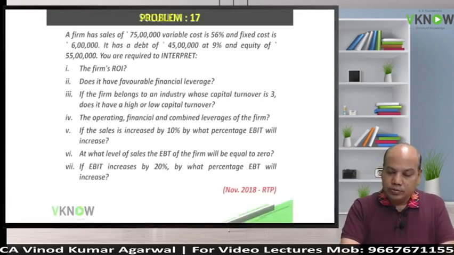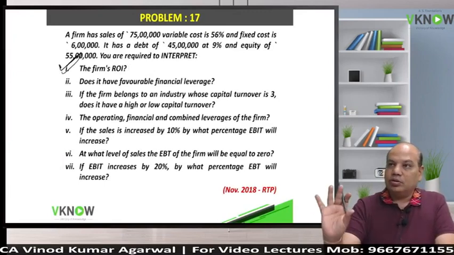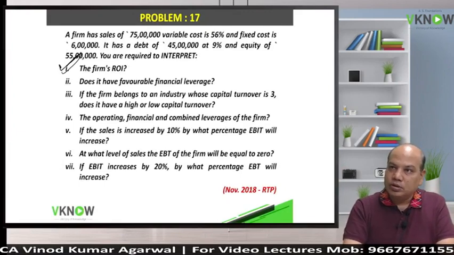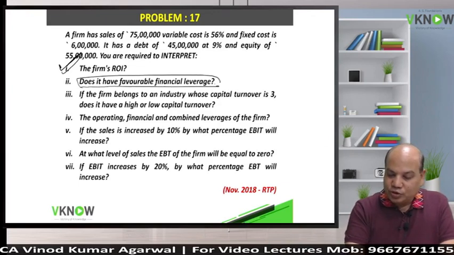Okay, no problem. We are not a science student. Remember, we are a commerce student. Commerce student is happy with 42% return also. Okay. Point. What is this? Are we launching a rocket? No, sir. Does it have favorable financial leverage? Test your intelligence.